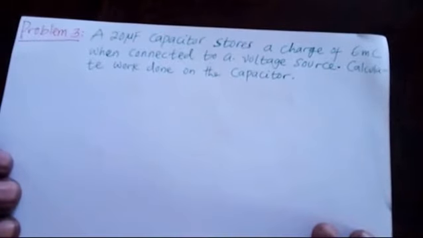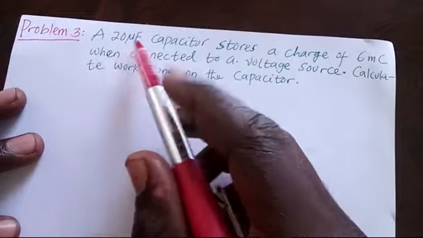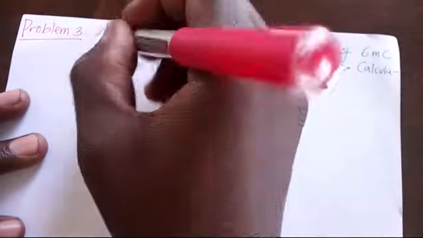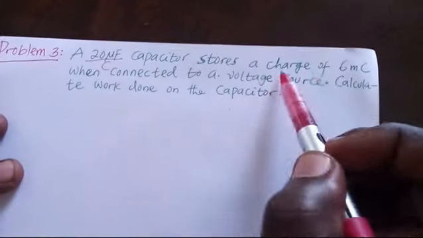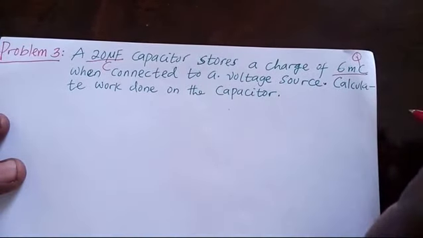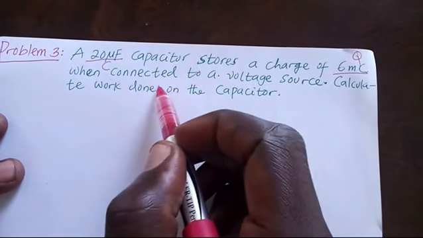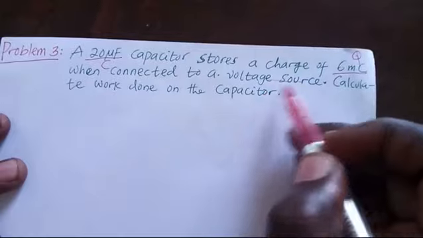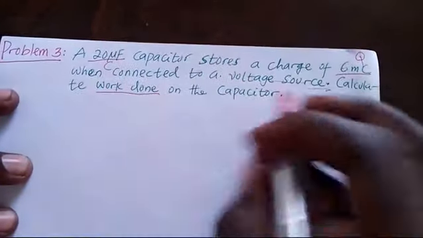And finally the third problem on energy stored in a capacitor. It says that a 20 microfarad capacitor, this is your C, capacitance of the capacitor, stores a charge of this, so you are given the charge, this is your Q, when connected to a voltage source. Calculate the work done, this is your target variable.